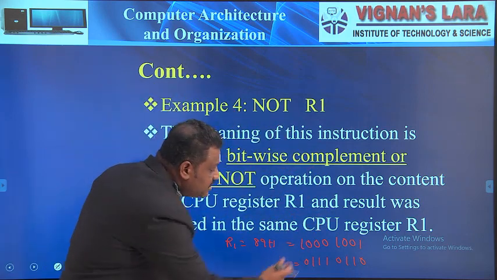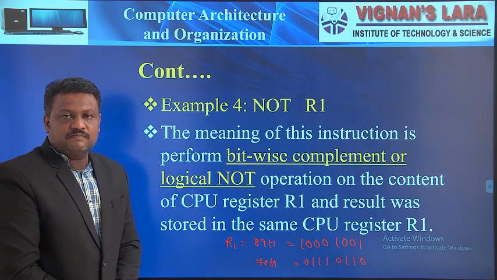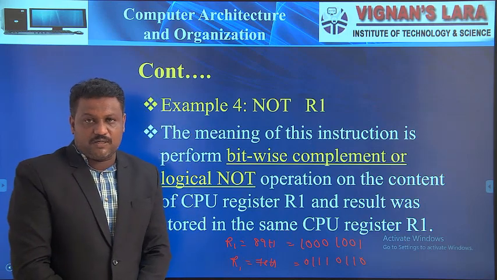What is its hexadecimal equivalent? It is 76H. The 76H goes back to our CPU register R1.